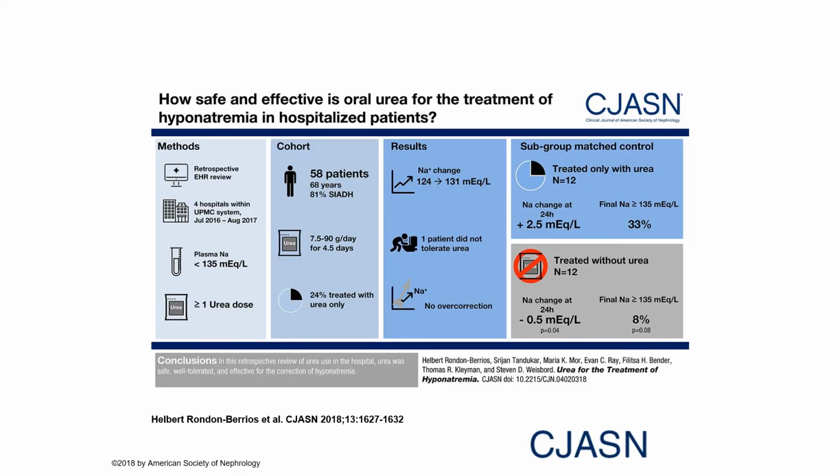For asymptomatic SIADH, where fluid restriction is not working, urea can be used to help correct the sodium level. In this study, oral urea was shown to be a safe and well-tolerated treatment for SIADH without over-rapid correction of sodium levels. The main side effect is a bitter taste. We'll typically give 15 grams per day if the urine osmolality is between 300 to 500 milliosmoles per kilo, and 15 grams BID if the urine osmolality is between 500 to 600 milliosmoles per kilo.